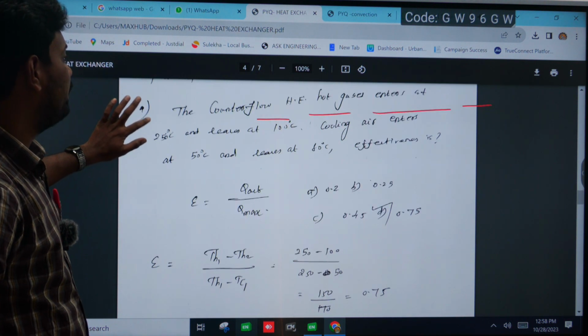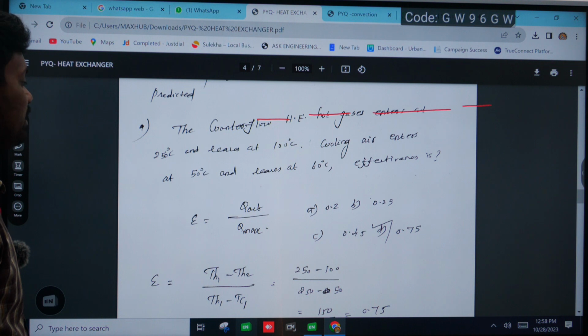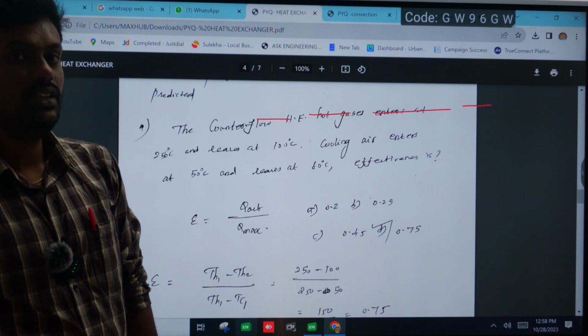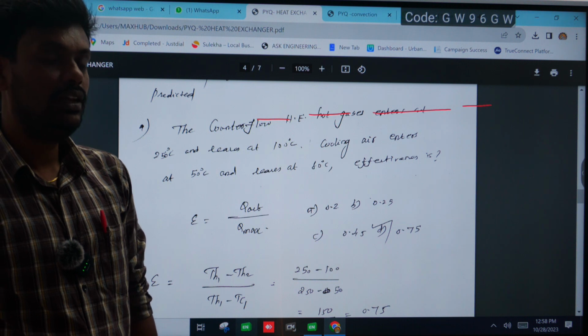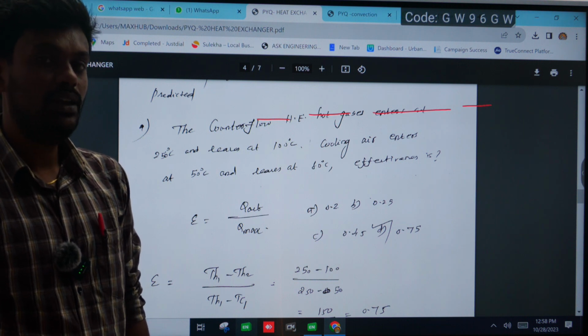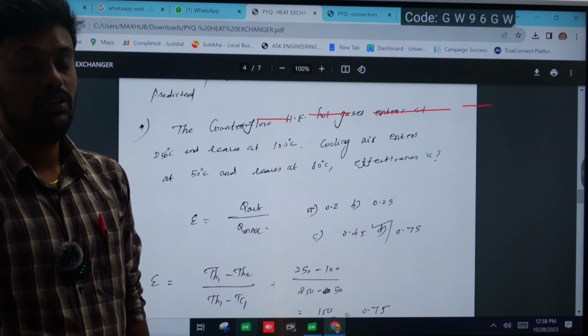In the counter flow heat exchanger, hot gases enter at 250 degrees Celsius and leave at 100 degrees Celsius. Cooling air enters at 50 degrees Celsius and leaves at 80 degrees Celsius. Find the effectiveness of the heat exchanger. Okay, so this is a little bit different. Earlier we solved the LMTD equation. Now here they are not asking the LMTD. Instead of LMTD, they are asking the effectiveness of the heat exchanger.